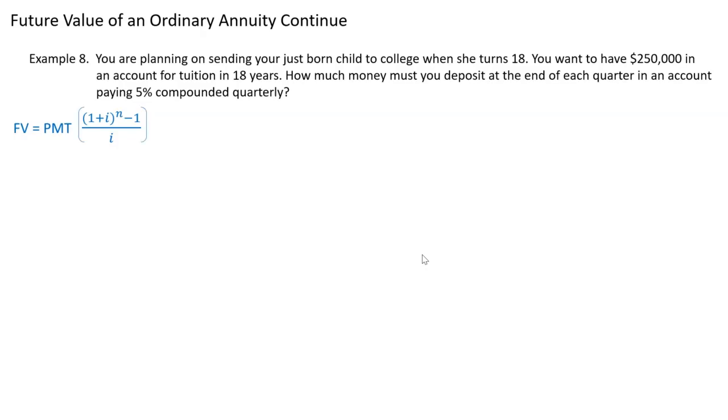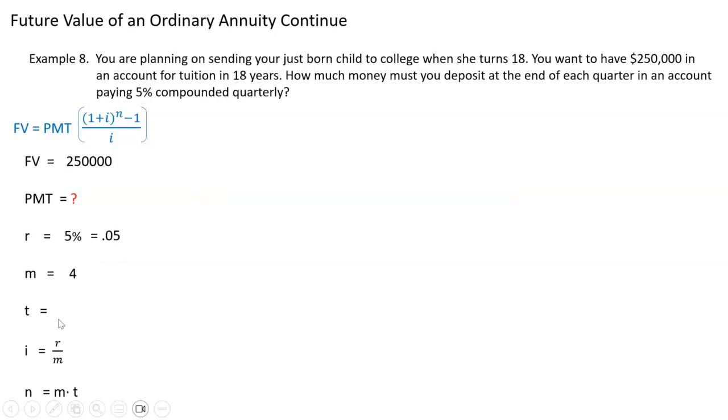Again, there's my formula, doing the 7 things. So again, we're looking for the payment. How much money will you deposit? And 250,000 is the future value. That's how much money you want. They offer you 5%, which will be 0.05, compounded quarterly, which will be 4. The time is 18 years. The I will be R divided by M: 0.05 divided by 4 will be 0.0125. And the M times T will be 4 times 18.